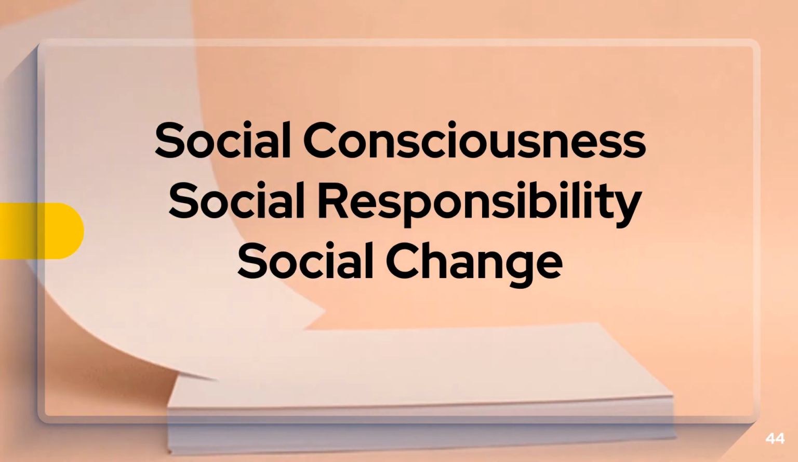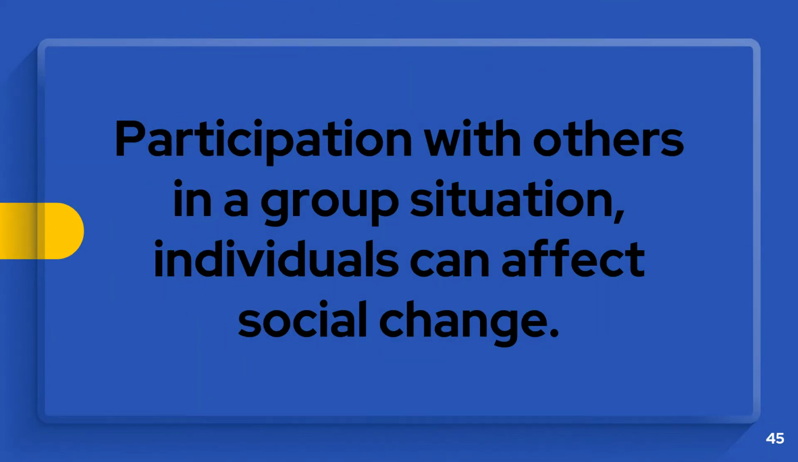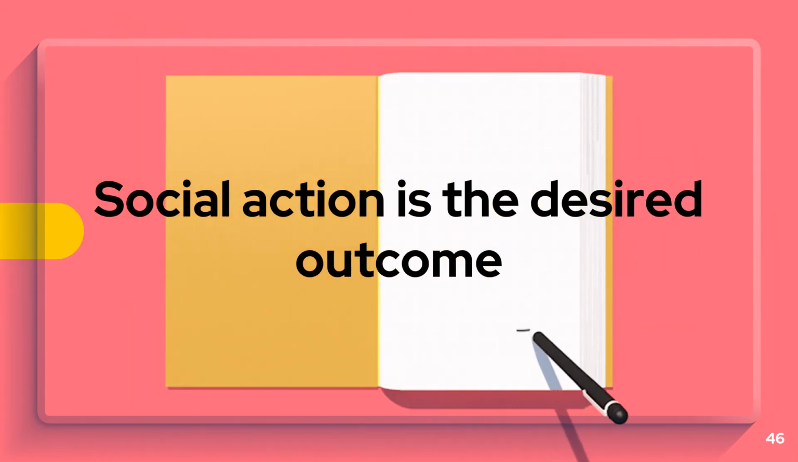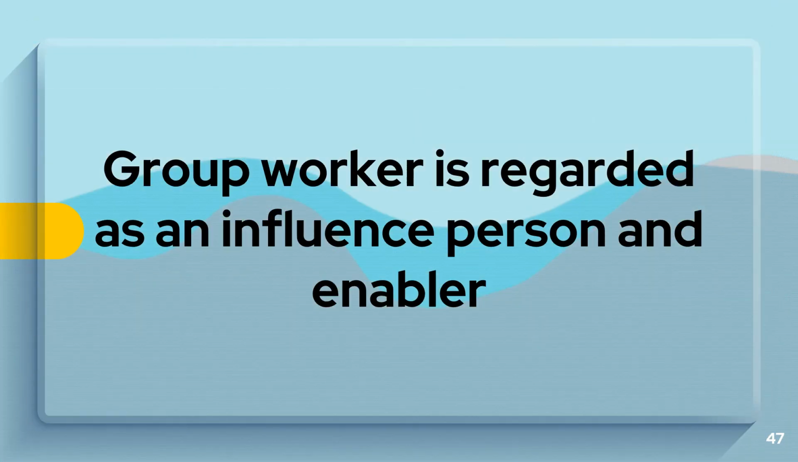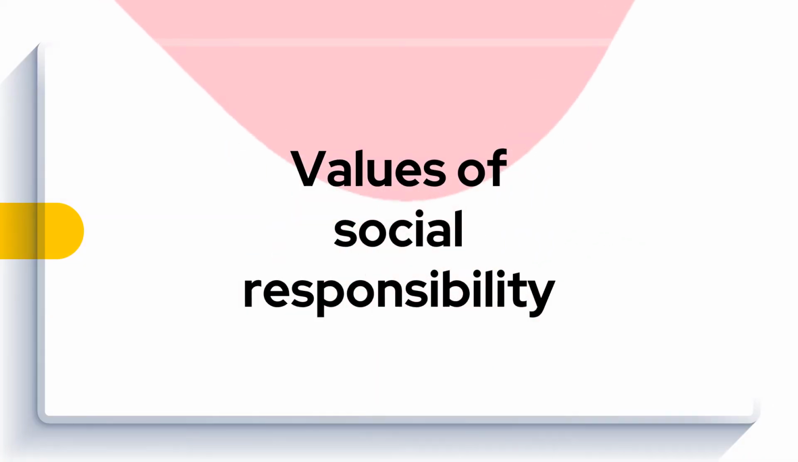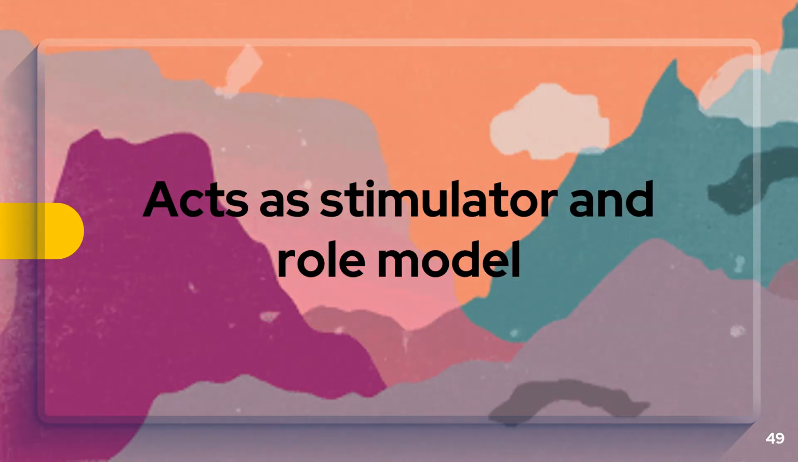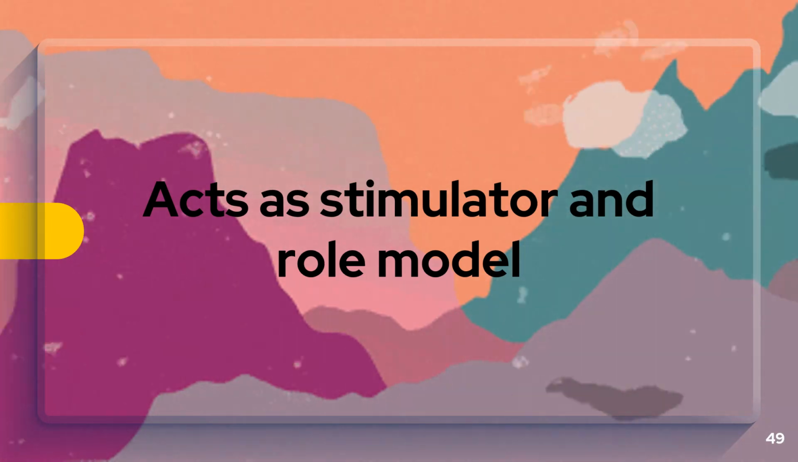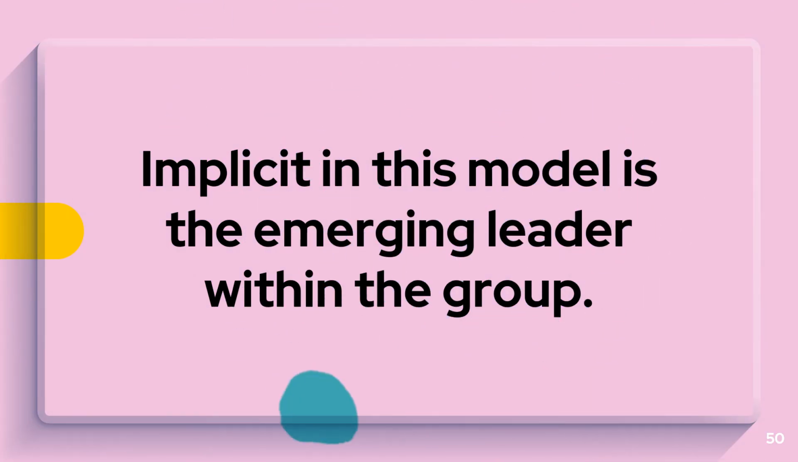The basic concepts of this model are social consciousness, social responsibility, and social change. It is suggested that by participation with others in a group situation, individuals can affect social change. Social action is the desired outcome, and the group worker is regarded as an influence person and enabler, who personifies the values of social responsibility, and acts as stimulator and role model without purveying any political viewpoint. Implicit in this model is the emerging leader within the group.